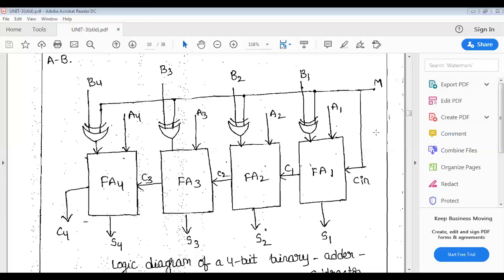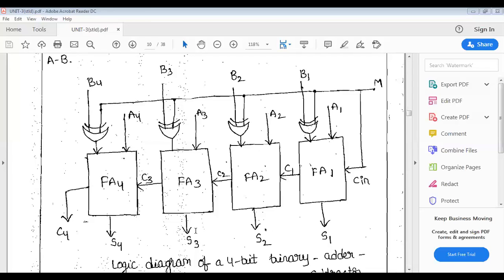B3. So the exclusive OR gate has one input as B3 and another input as M. We are performing the addition operation, M is equal to 0. B3 exclusive OR of 0 becomes B3. So taking C2 as a carry, and A3 and B3 as the input values from A and B, the full adder 3 also performs the addition operation. It gets S3 and C3.